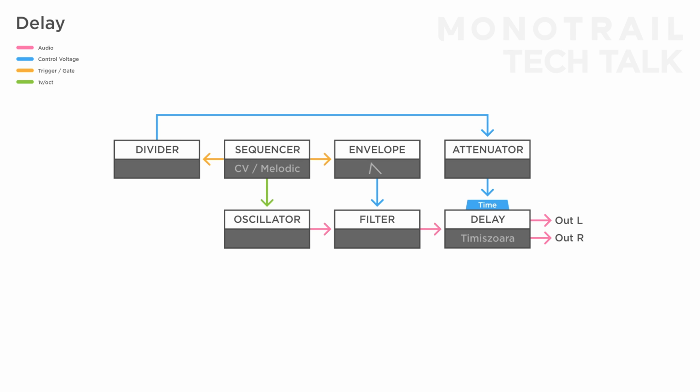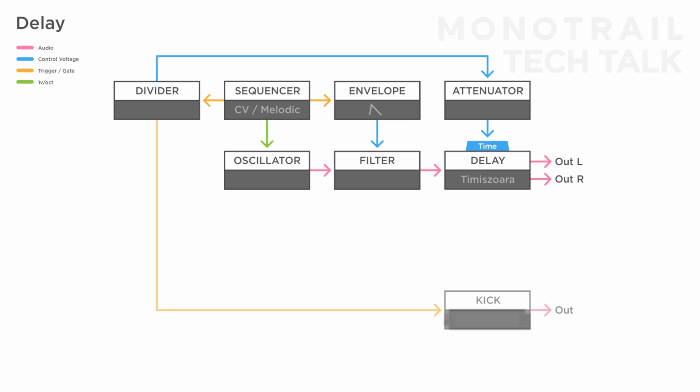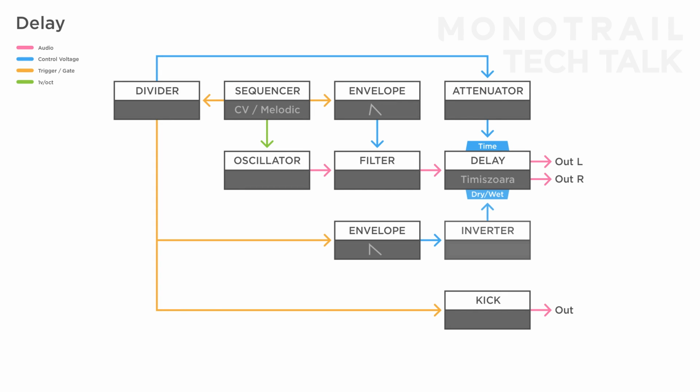sound good. For more dynamics, a faster division is used to trigger a kick, as well as an envelope. The envelope is inverted and sent to modulate the dry-wet mix to create a crude sidechaining effect.